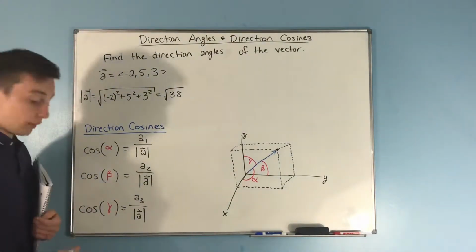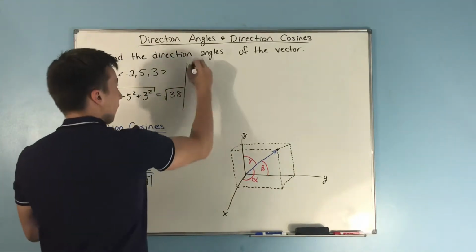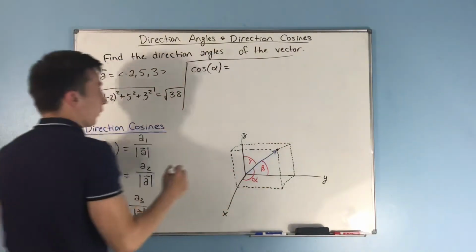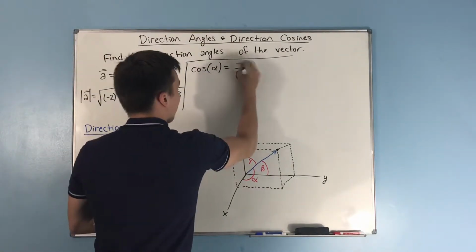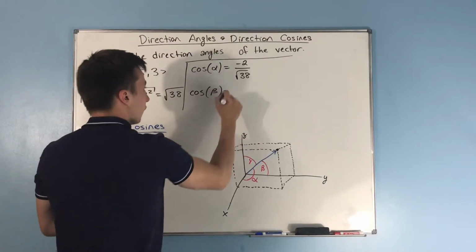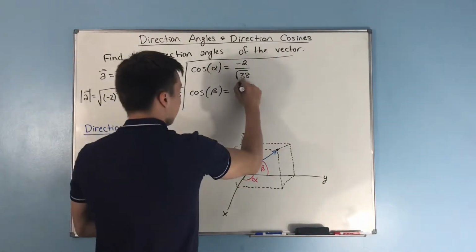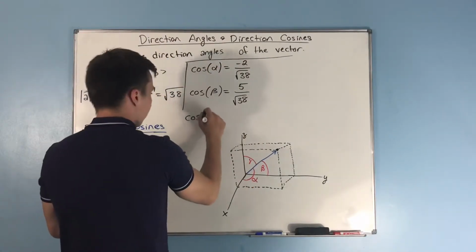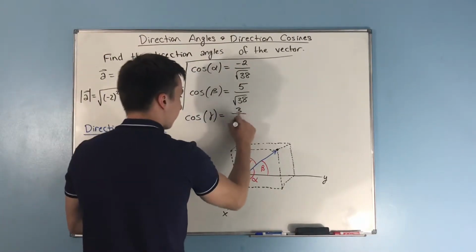Okay, so now let's find our direction cosines. Cosine of alpha is going to equal, well, a1 is -2, so we're going to put -2 over root 38. Cosine of beta equals 5 over root 38. And cosine of gamma equals 3 over root 38.